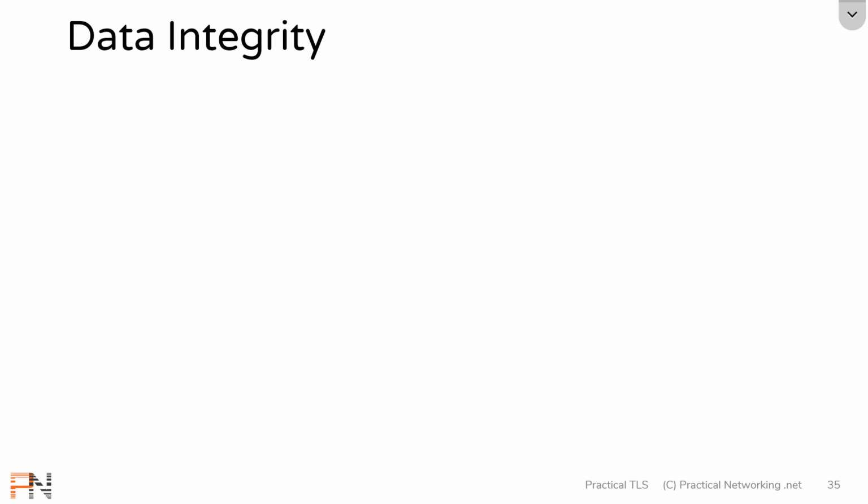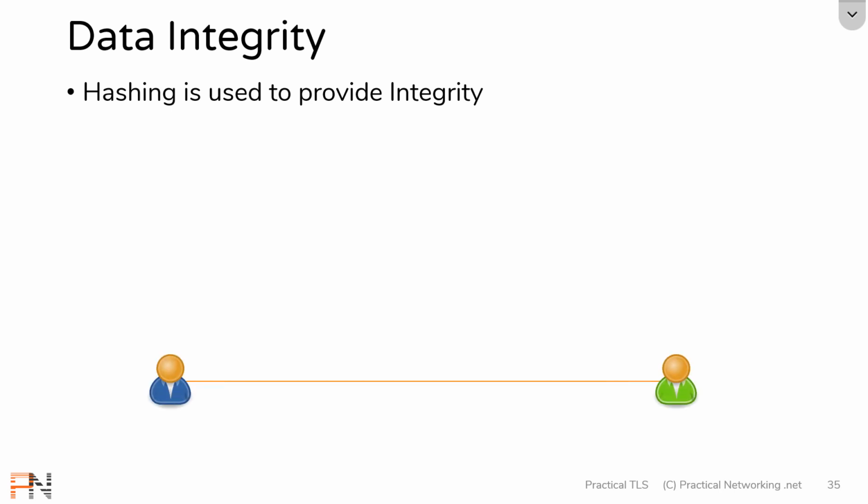In the last video, we talked about hashing and hashing algorithms. And specifically, we mentioned that a hashing algorithm is used to provide data integrity. In this lesson, I want to show you how that actually happens. We're going to do that by simulating an example. This blue user is going to have to send a message to this green user.